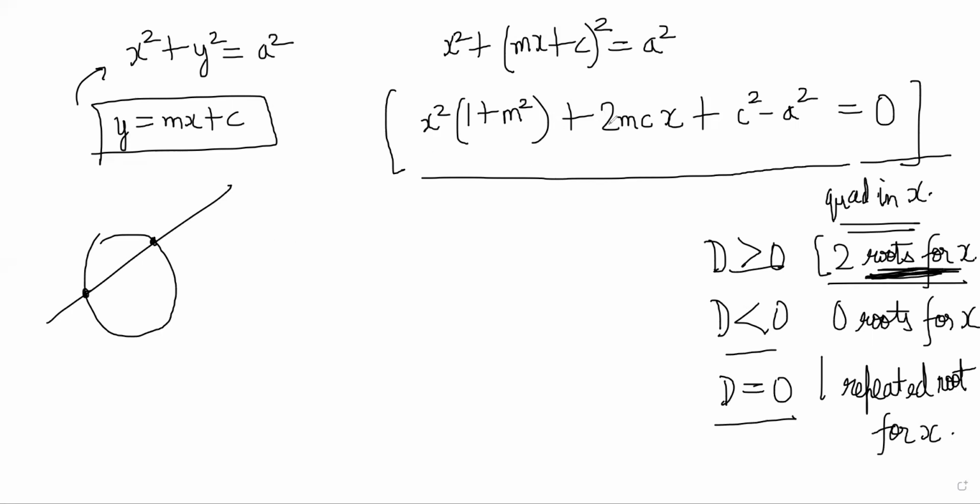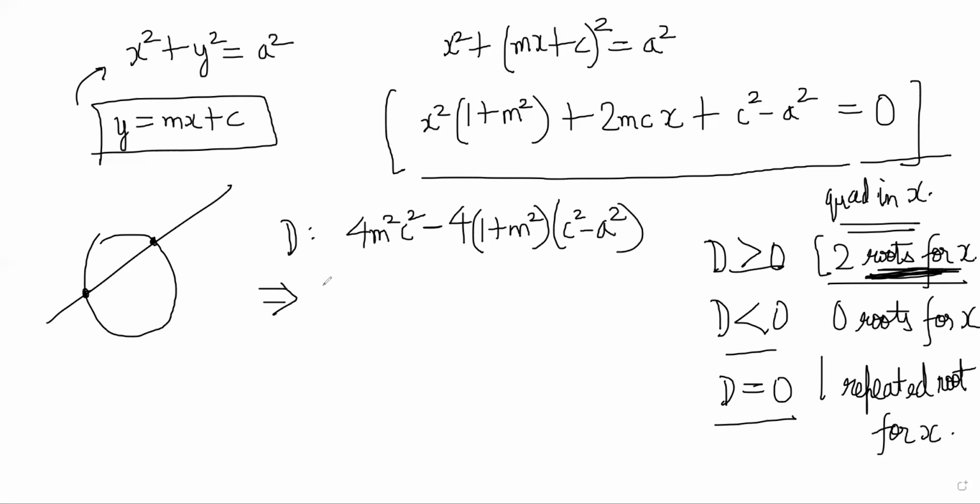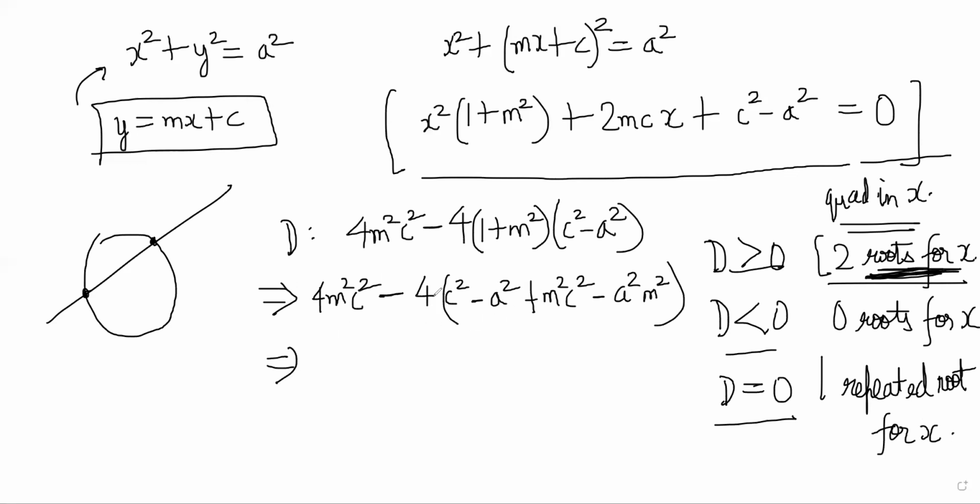So basically we can say that the discriminant is 4m square c square minus 4 times 1 plus m square into c square minus a square. Simplifying this a little bit, you get 4m square c square minus 4 c square minus a square plus m square c square minus a square m square. Simplifying further, this will cancel this, and we get plus 4a square minus 4c square plus 4a square m square, right?